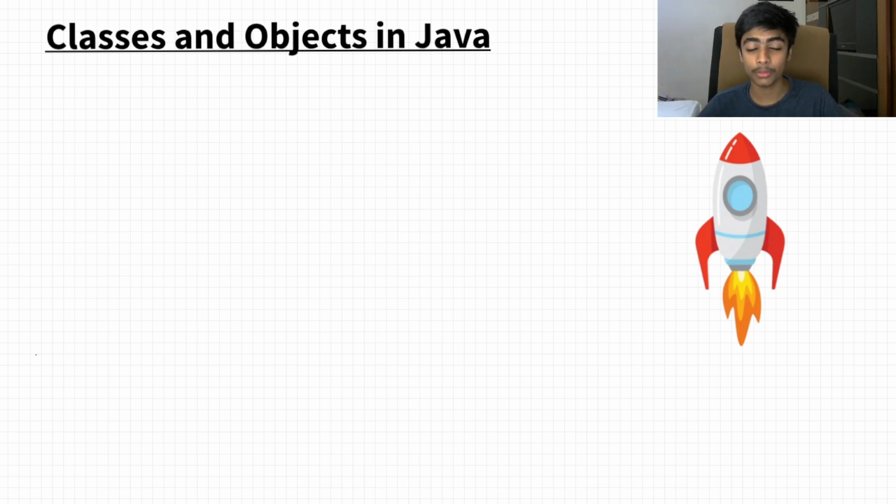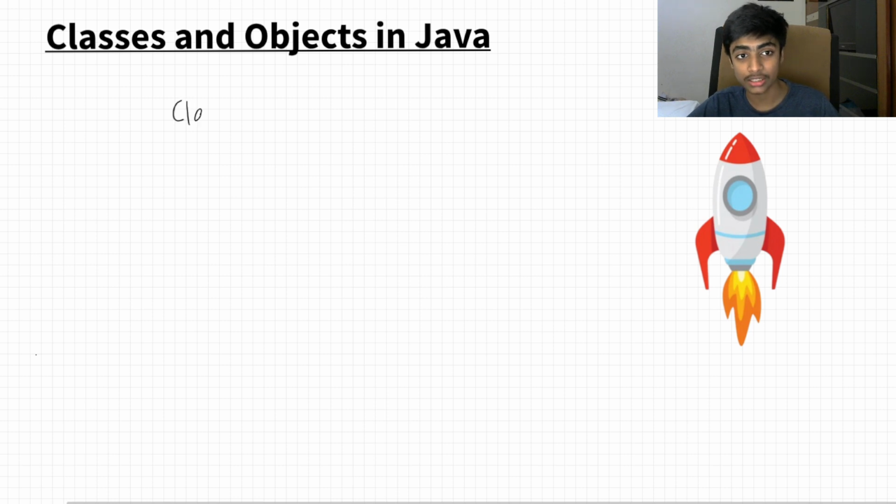In this video, we're going to be looking at classes and objects in Java. First thing we're going to do is try to understand what exactly a class means. So a class is what's usually called a blueprint, right?